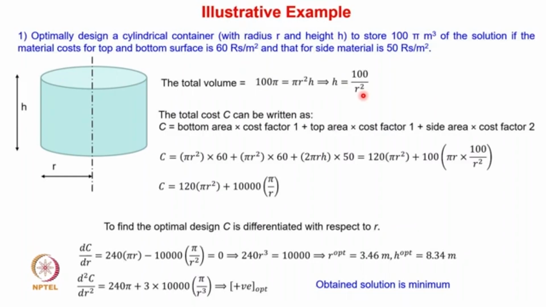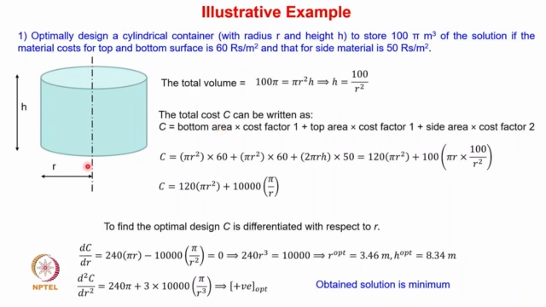Now since the cost factors are given here, let us calculate the total cost for the cylindrical container. The total cost can be written as the bottom area into cost factor 1, plus top area into cost factor 1, plus side area into cost factor 2.